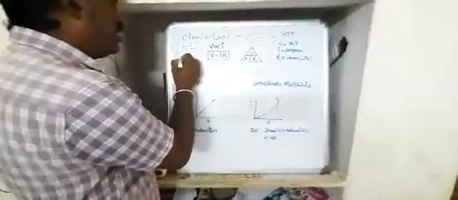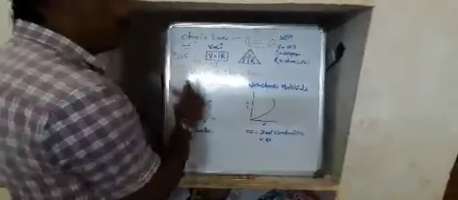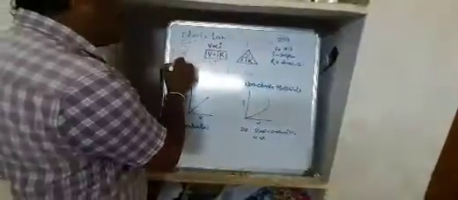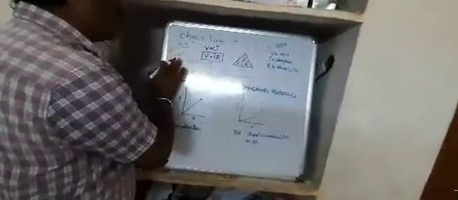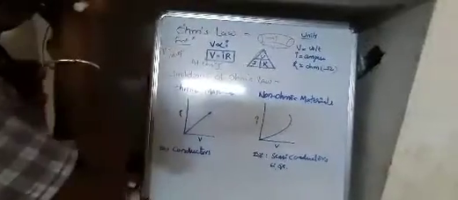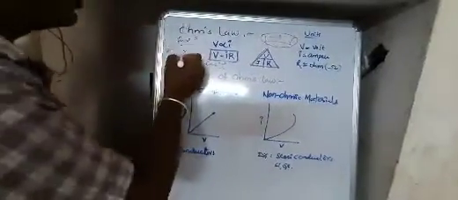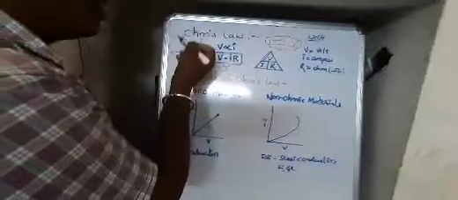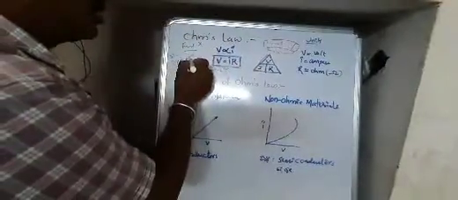For example, (A minus B) whole square. You can substitute any numbers for A and B, and it always proves true for all numbers. So this is called a fundamental law. Ohm's law is not a fundamental law, because some substances do not obey Ohm's law.